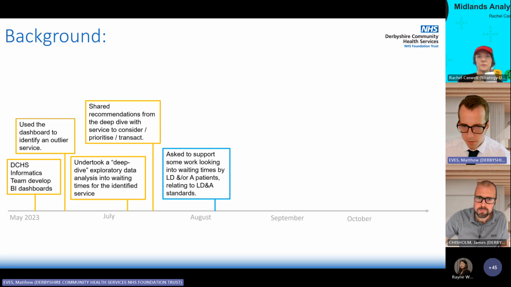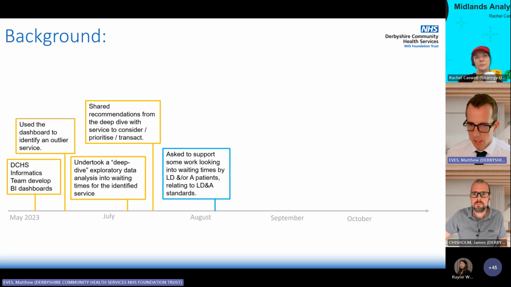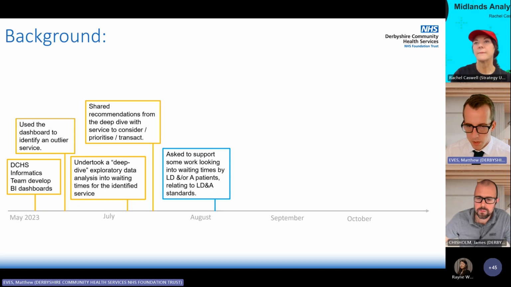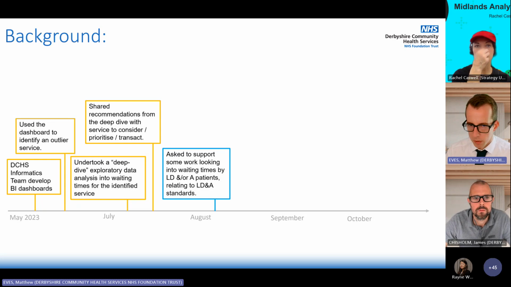So separately to this work, another request came through for some support to look into waiting times around August this year, looking at patients with a learning disability and/or autism, and whether or not they were waiting longer than patients without. This was an assurance question that came up through one of our governance committees via EDILF, actually, as James has just referred to, and it related to the LD&A standards, which have become mandated recently.